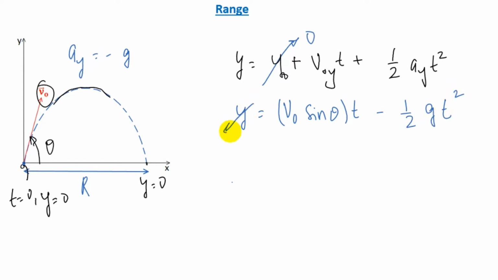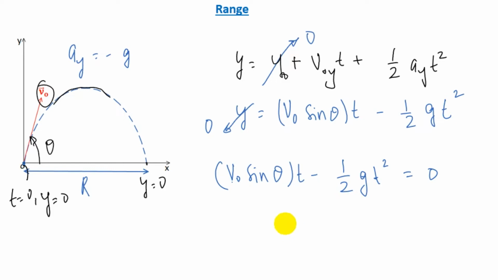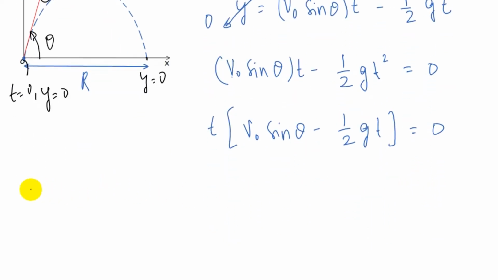Now we can equate this y equals to 0 to find the time when the projectile lands after launching. So this equation becomes v0 sine theta times t minus 1/2 g t squared is equal to 0. From here we can take t common. We can write t times (v0 sine theta minus 1/2 g t) is equal to 0. So from here we can write that either t is equal to 0 or v0 sine theta minus 1/2 g t is equal to 0.